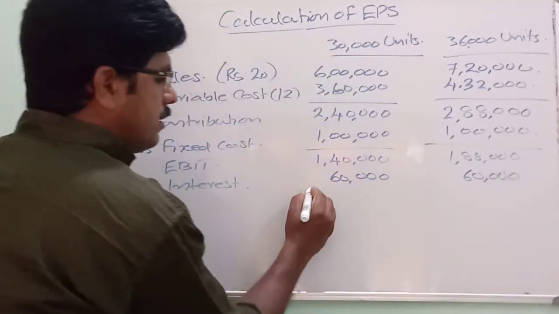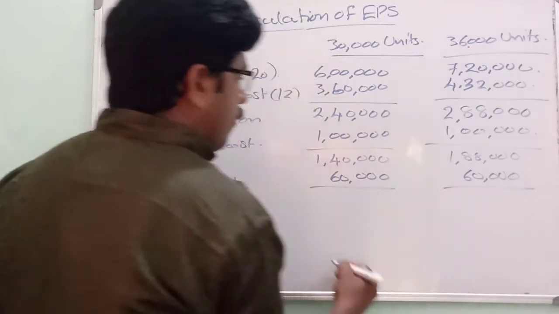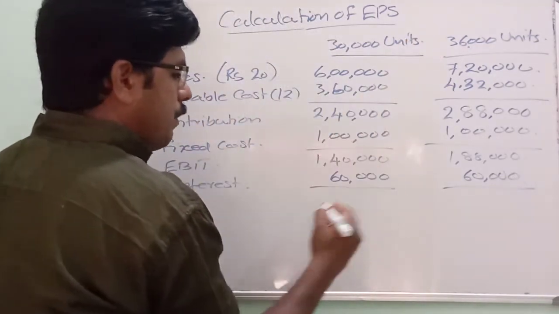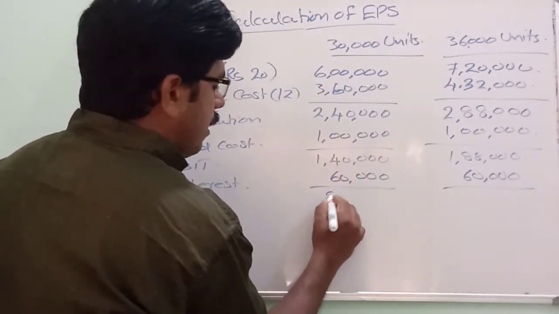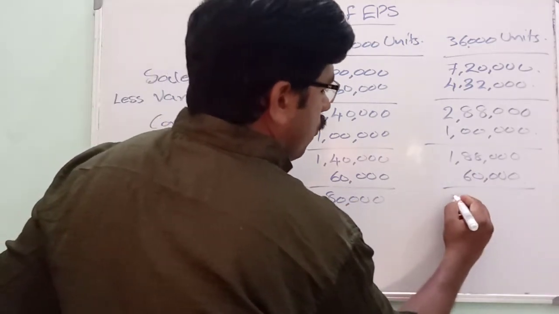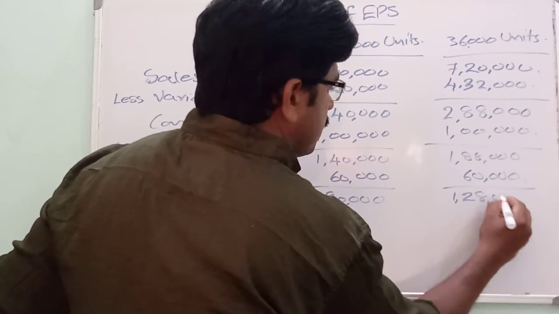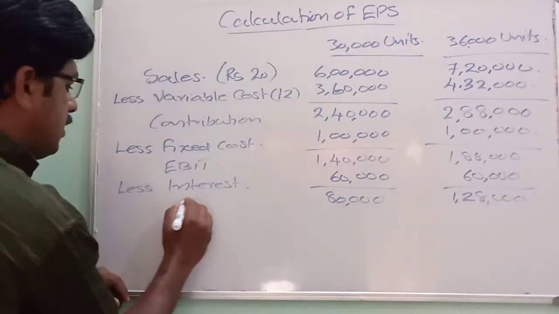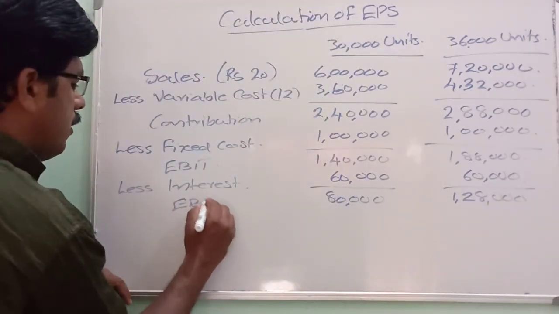In both cases the debentures are the same, so the interest stays constant. There is no change in the capital structure. Here it is 80,000 rupees and here 1,28,000 rupees. So this is known as EBT, earnings before tax.